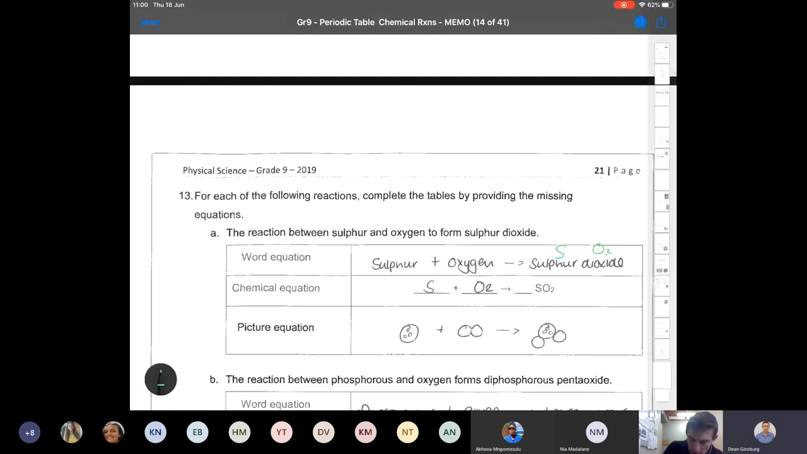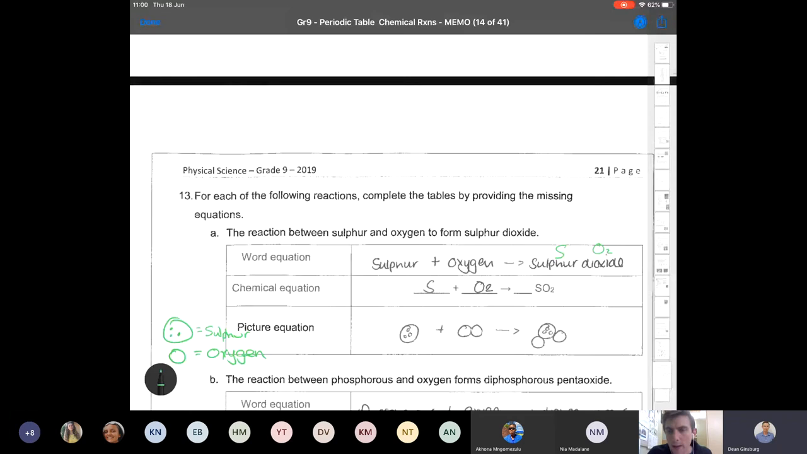So S would be, in this case, a circle with three dots, so that's sulfur. And oxygen then would just be an open dot. Like I've said many times before, always give a key because you will be given marks for a key.